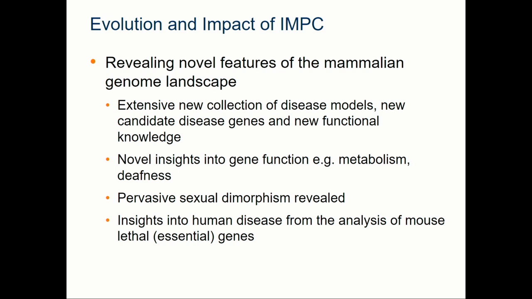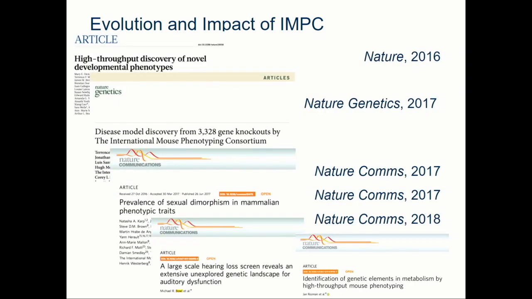We've had a couple of papers really highlighting novel disease gene candidates for metabolic disease and deafness, and some really interesting studies on sexual dimorphism and essential genes, which I'll give a few examples from. And this is just detailing these studies that have all been published literally in the last couple of years in high-impact journals such as Nature and Nature Genetics. And we've got several more papers in the pipeline.